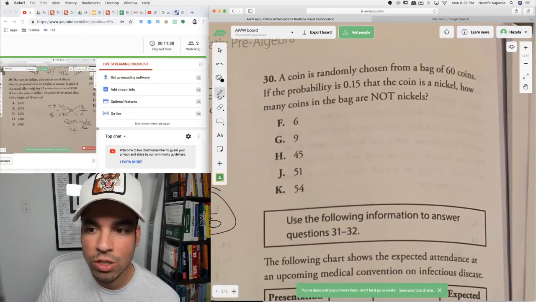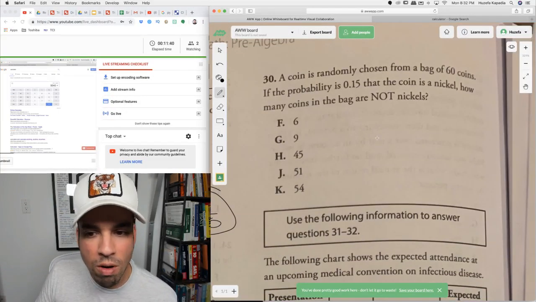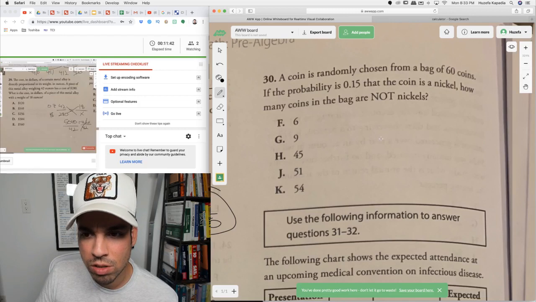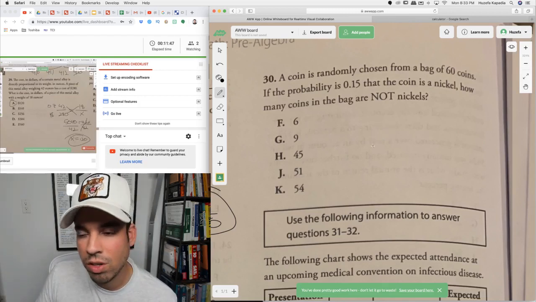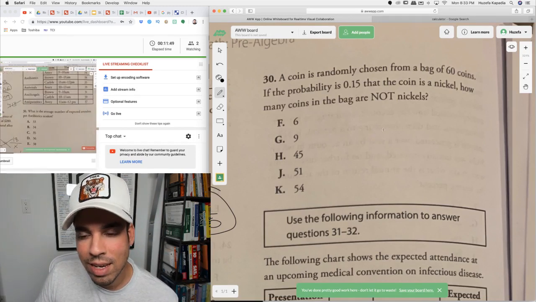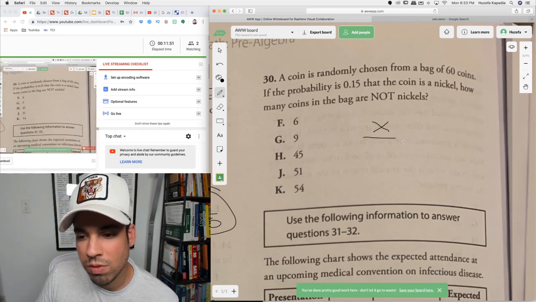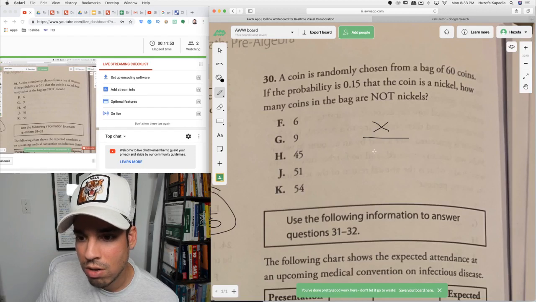A coin is randomly chosen from a bag of 60 coins. If the probability is 0.015 that the coin is a nickel, how many coins in the bag are not nickels? Okay. So we say that x, which is the number of nickels, out of 60.